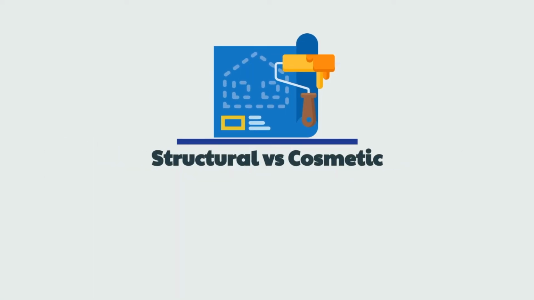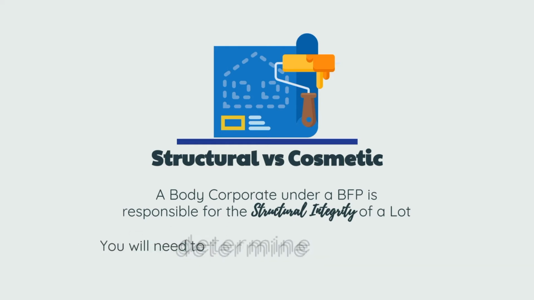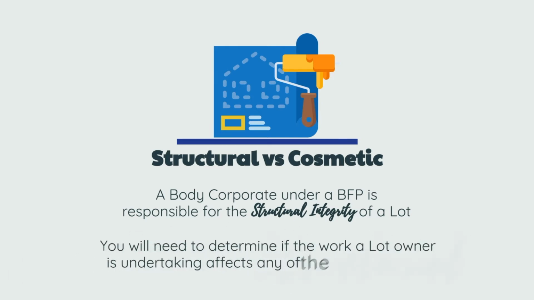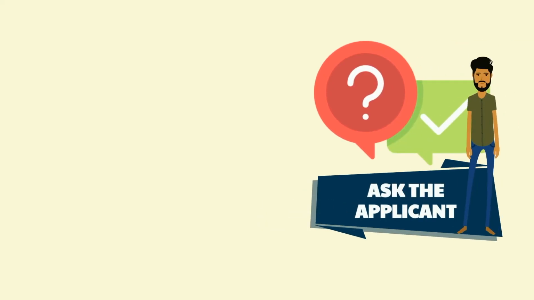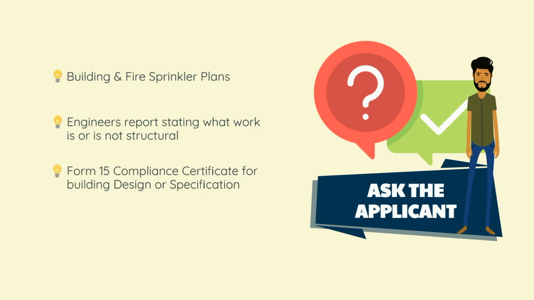Structural versus cosmetic. A body corporate under a BFP is responsible for the structural integrity of a lot, so you will need to determine if the work a lot owner is undertaking affects any of the structural elements. We recommend you ask the applicant for the following: building and fire sprinkler plans, engineer's report stating what work is or is not structural, Form 15 compliance certificate for building design or specification, Form 16 inspection certificate or aspect certificate.